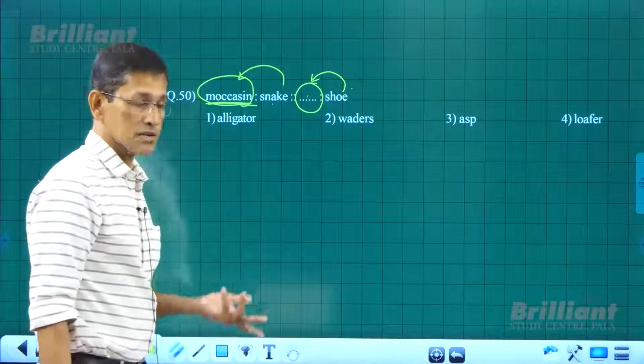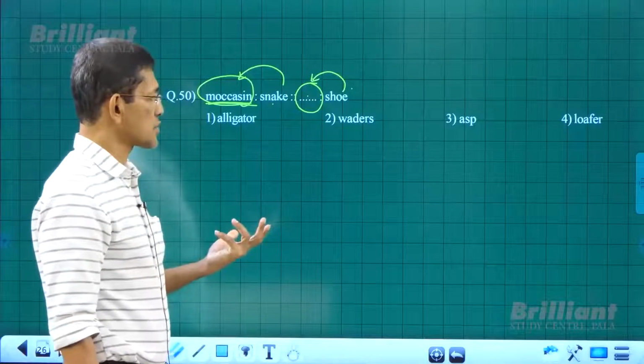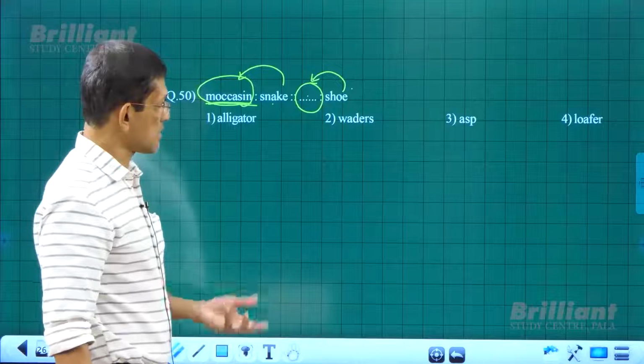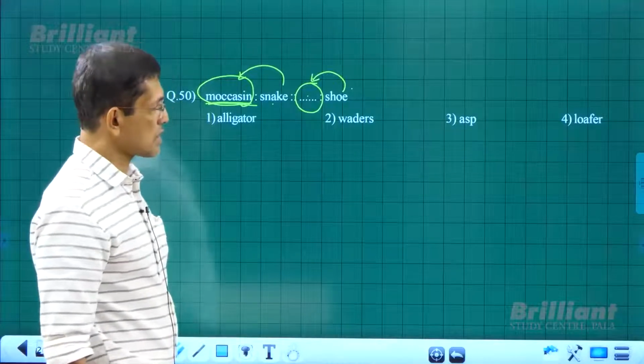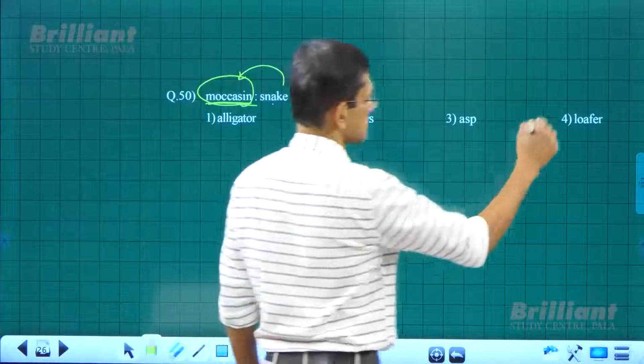Alligator? Well, alligator is not a shoe. Waders? Well, I never heard of such a shoe. ASP, it could be a brand, but I never heard of ASP shoes. And loafer, yes, loafer is a type of shoe. I heard of that. So loafer is the answer.